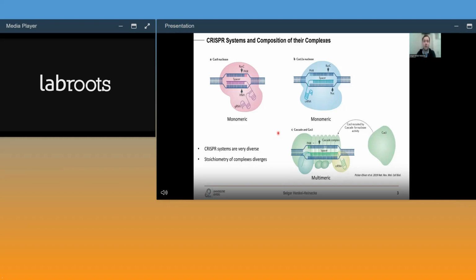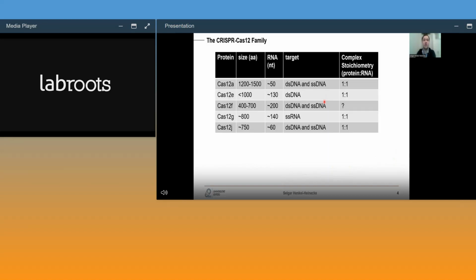And for further research, we picked the Cas12 family itself to look at it in a bit more detail. As you see here, we already have a very diverse family. I just picked these five, but you have A to E and so on. There's also B, C, and so on. So it's a big family. You also see they are very diverse in the size of the protein, of the RNA, and in what they are targeting. But what they all have in common is that they have a one-to-one stoichiometry if you look at the protein-RNA ratio.